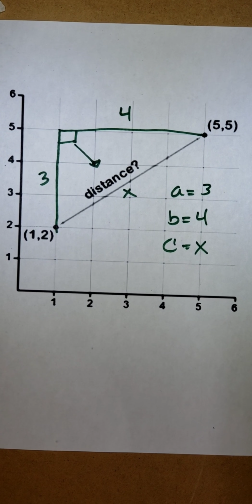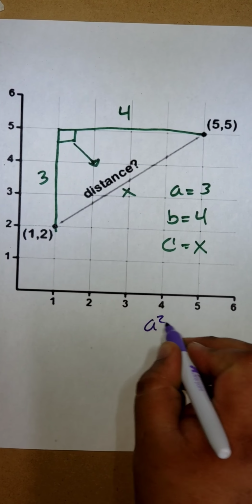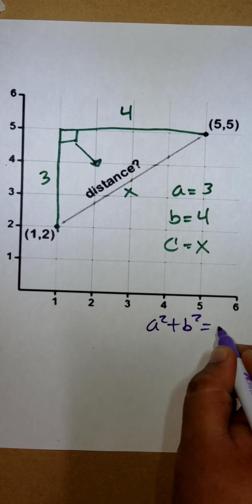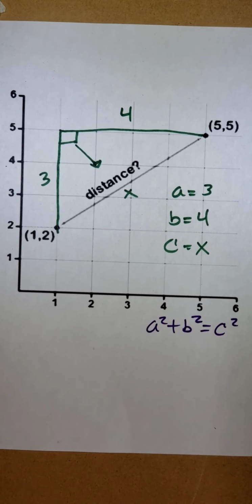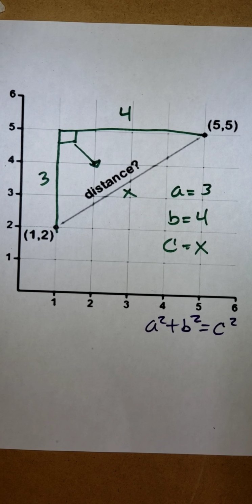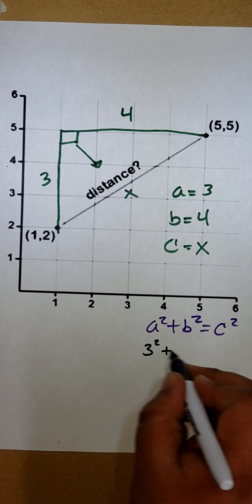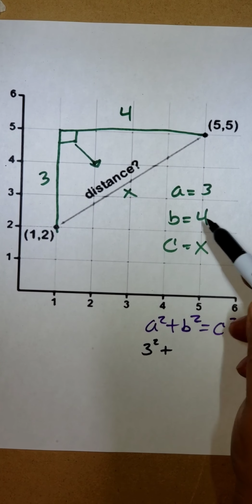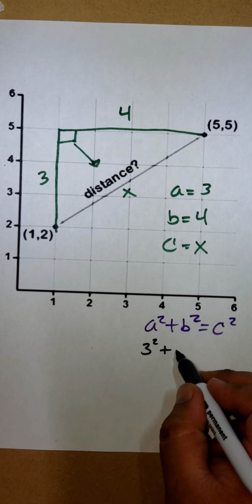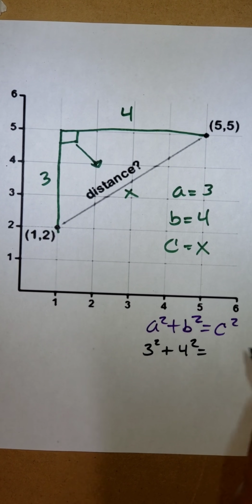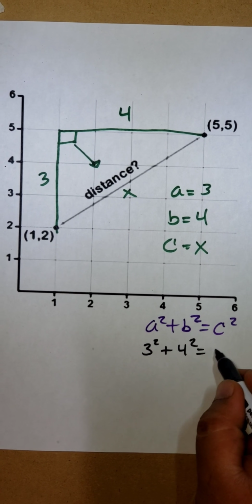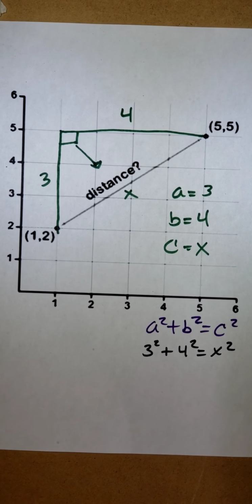Now from there, we're going to do substitution. We're going to use the Pythagorean theorem and replace the letters with the numbers. So here's my Pythagorean theorem, and let's get started. Instead of writing A, A gets replaced with what number? 3, right here. So we're going to write 3 squared. Now instead of writing B, B gets replaced with what number? 4. So we need a 4 squared here. And then C gets replaced with the letter X, so let's put X squared. And there you go, guys.